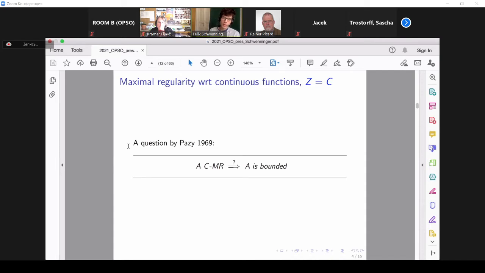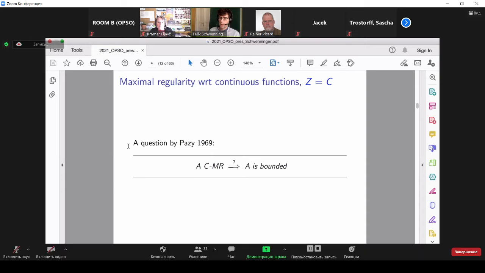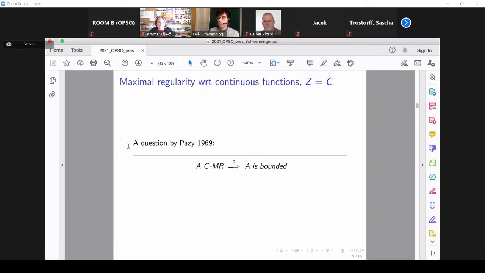Then a question by Pazy, which is also already quite old, was whether this property in fact always implies that A is a bounded operator. And as you have seen on the previous slide, the other direction is rather trivial. And there are good reasons to believe why this implication should be true. And actually, whenever you start to try to find a counterexample on your favorite Hilbert space, you're doomed to fail. And as we'll see in a second, this is really clear why this is doomed to fail.